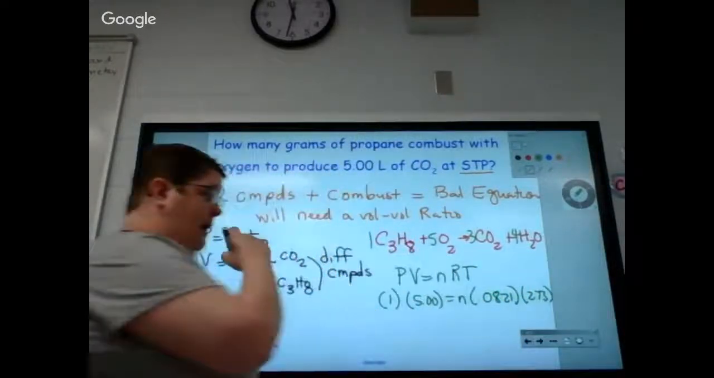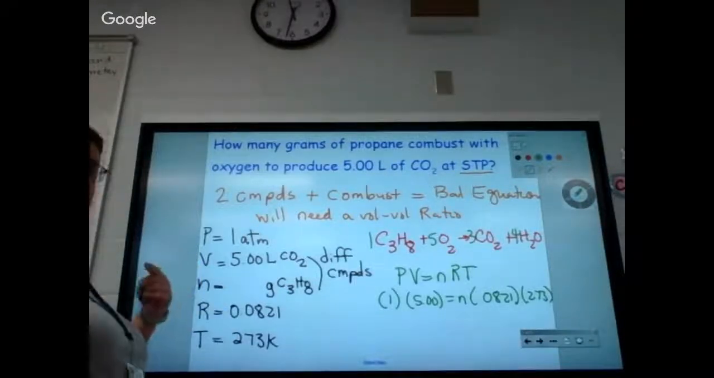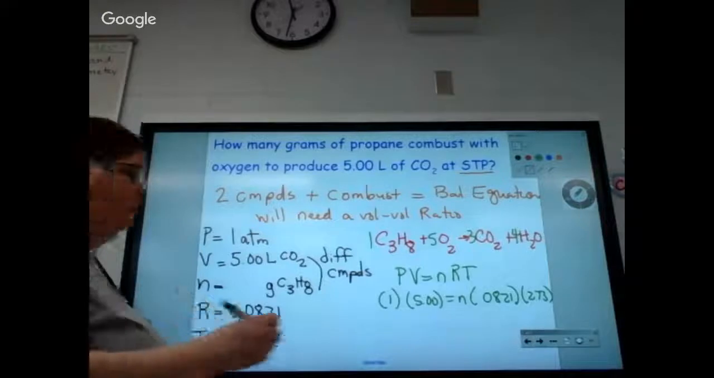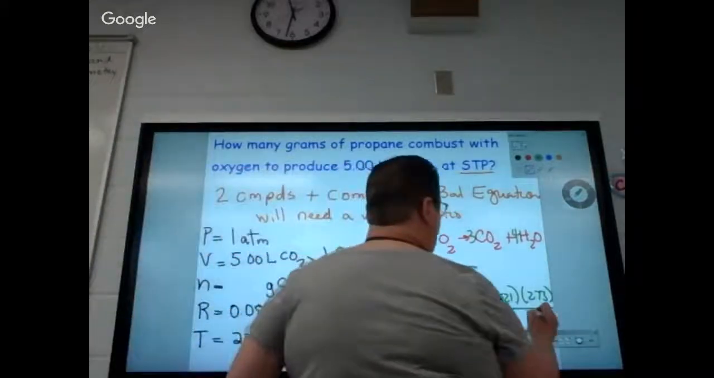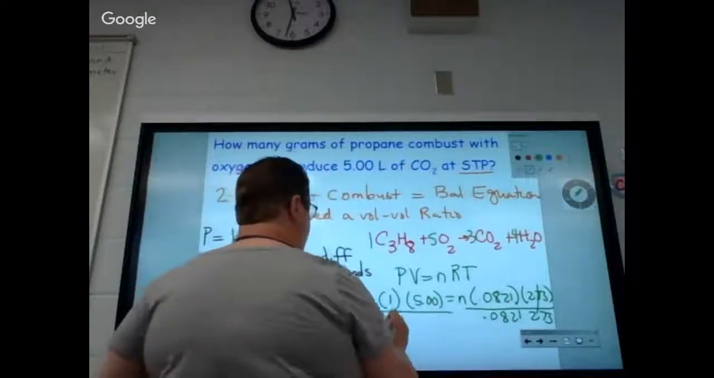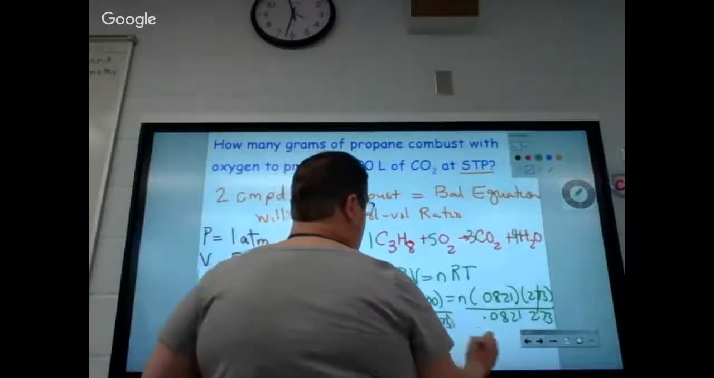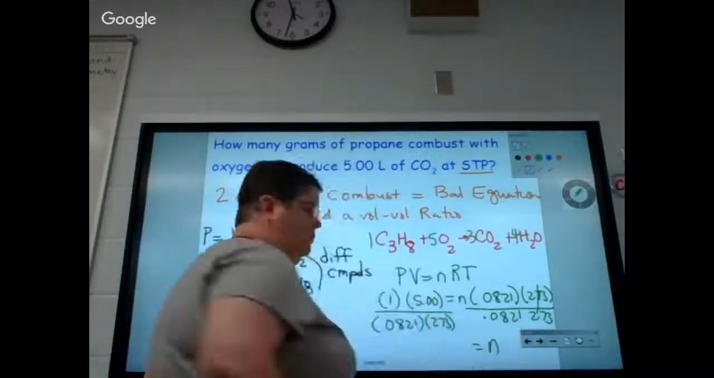So how do I get my N? You bring over the other side. Yeah, I got to bring over 273 and the 0.0821, right? Got to divide like Justice said back there. So N equals some small number.